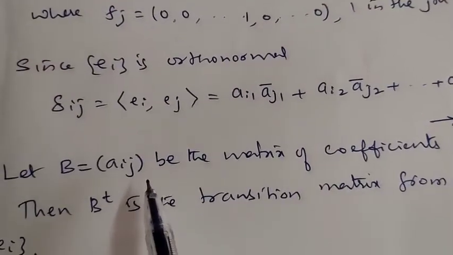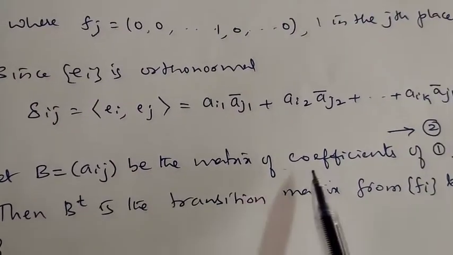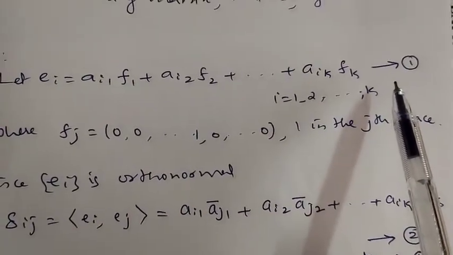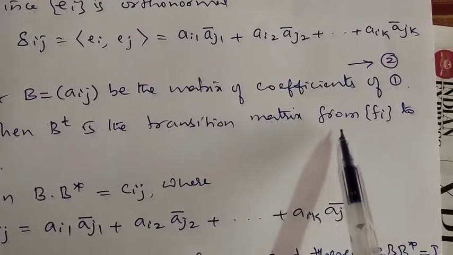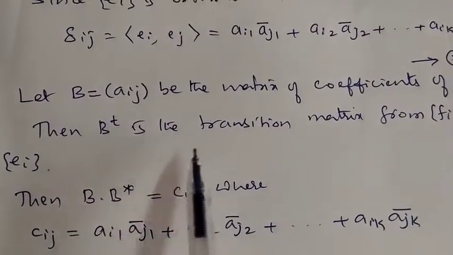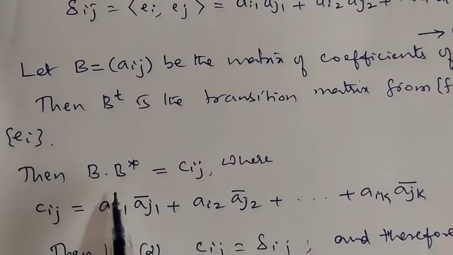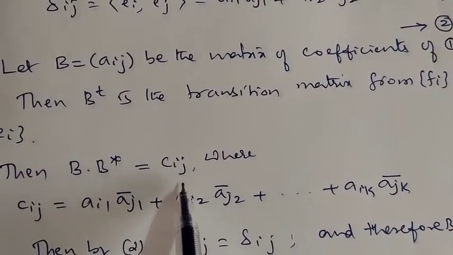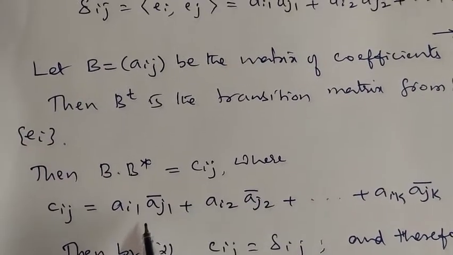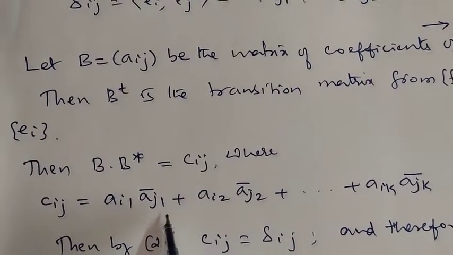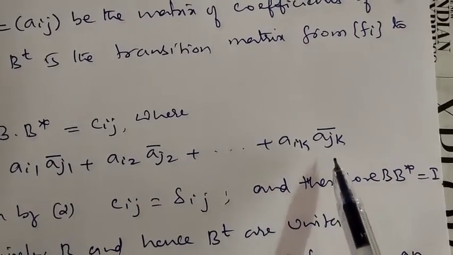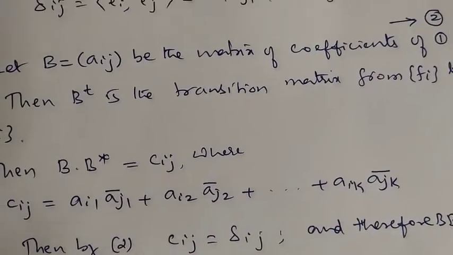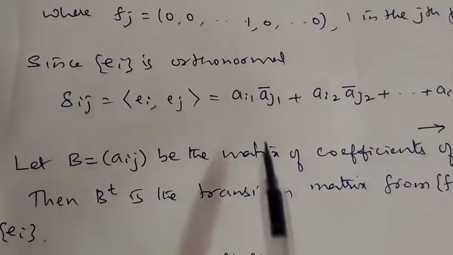Now let B be the matrix with entries a_ij, the coefficient matrix of 1. Then B transpose is the transition matrix from f_i to e_i. Therefore, B times B star is C_ij, where C_ij is what? a_i1 a_j1 conjugate plus a_i2 a_j2 conjugate, etc., plus a_ik a_jk conjugate. Then by 2 what will happen?